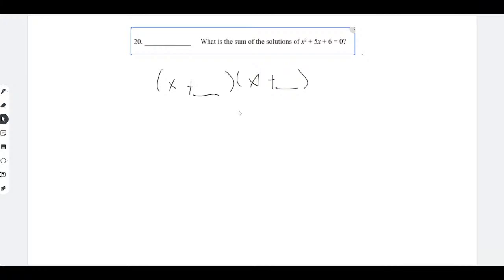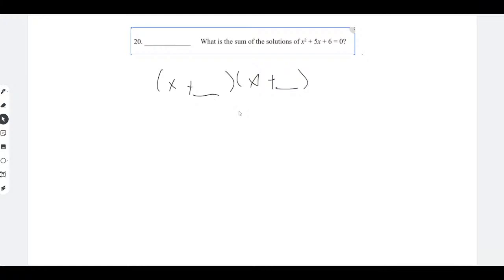So we get the 6 by multiplying these two together, they're both constants. And then we get the x term by multiplying each constant with the other x, right? They're both 1x, so they're both going to be weighted the same. So essentially, the sum of these two numbers has to equal 5, right?